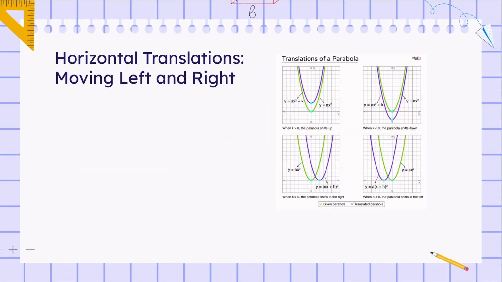So now we're thinking about translations, not growing in size, but shifting from left to right. Again, all of this information is going to come from the general transformation algorithm, which is f(x) = a(x - h)^2 + k. Now the value of h, the value that's inside the bracket, is what's going to control the horizontal movement.